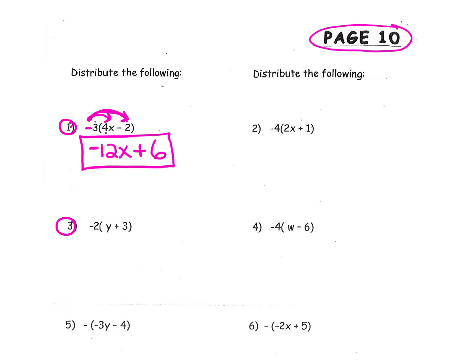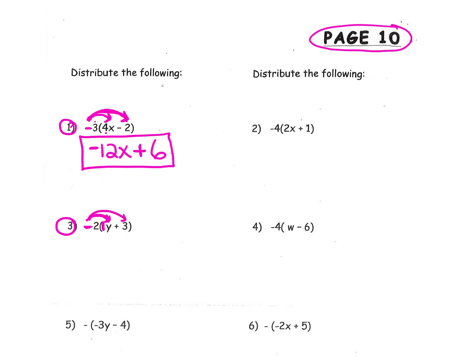Let's try number 3 together. In number 3, we have a single y inside the parentheses. So let's add a 1. And we know that's positive 1y. We're going to distribute a -2 to each of those terms. The negative will flip those two positive terms to negative terms, and the 2 will double each term. Let's begin.